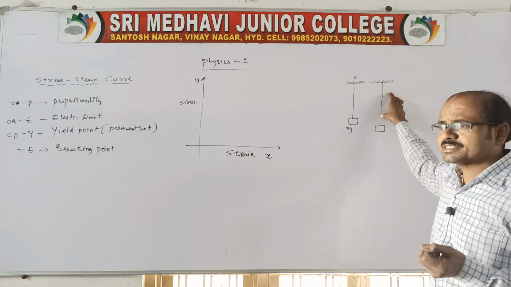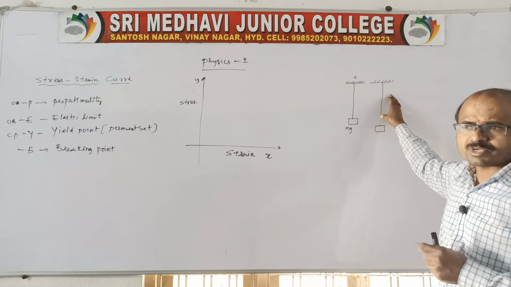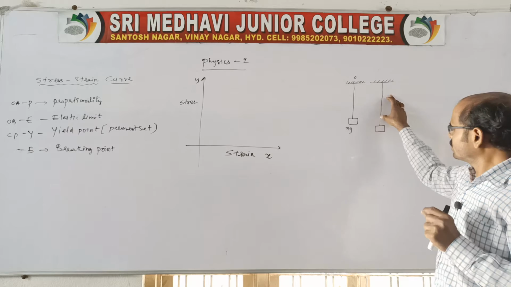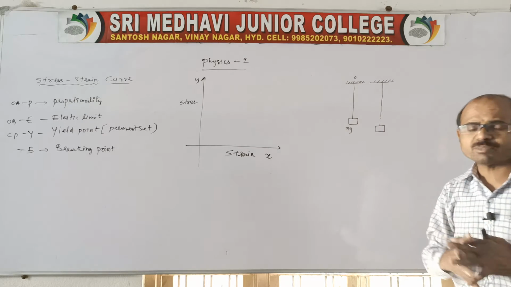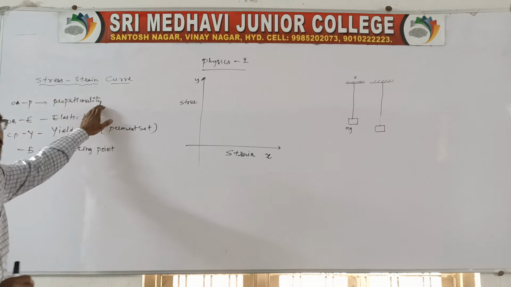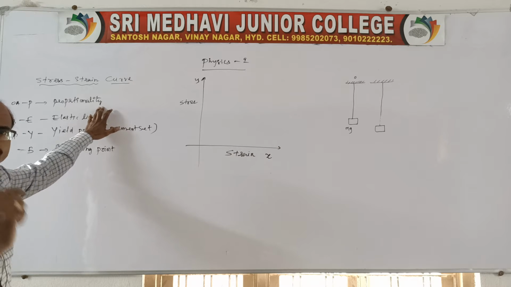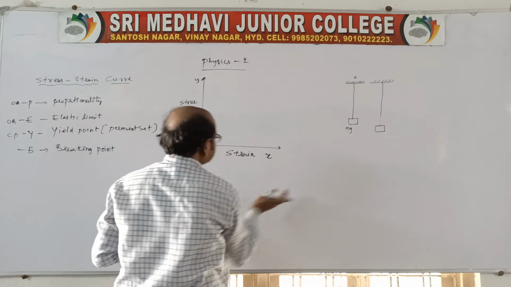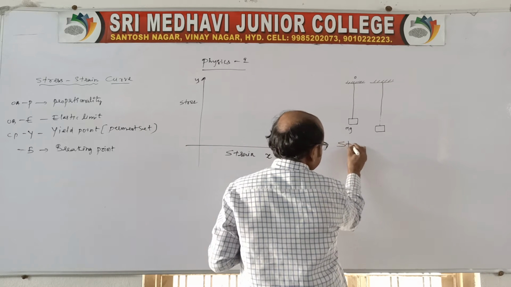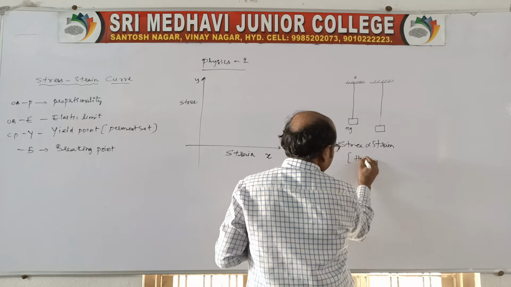So when the body regains its original size and shape, it obeys Hooke's law, because stress is directly proportional to strain. When the stress is applied, strain is produced in the given material. This is what we call the proportionality limit. That means it obeys Hooke's law: stress is directly proportional to strain. For the first situation, stress is directly proportional to strain, which means it obeys Hooke's law, right?